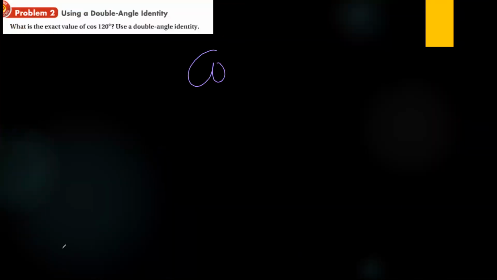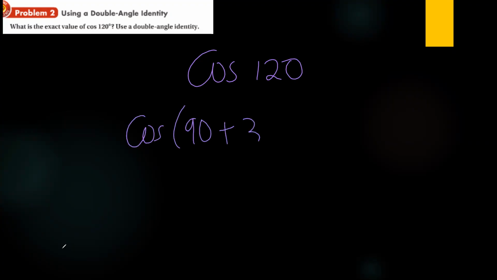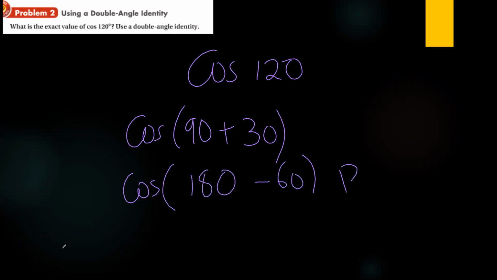Now, let's see how we can use the double angle identity. In the previous lesson, I told you how to find cosine of 120. We said that we can say it is cosine of 90 plus 30, and we can say that it is cosine of 180 minus 60, by the difference angle identity or by the sum angle identity.